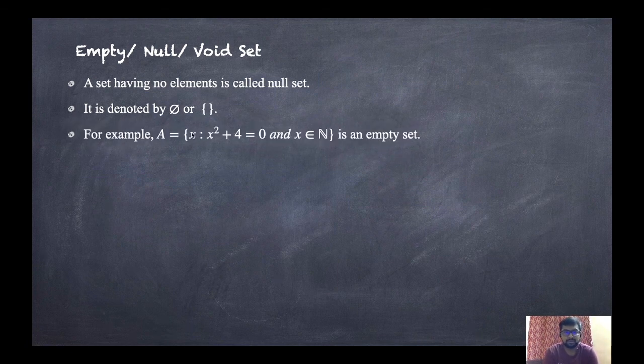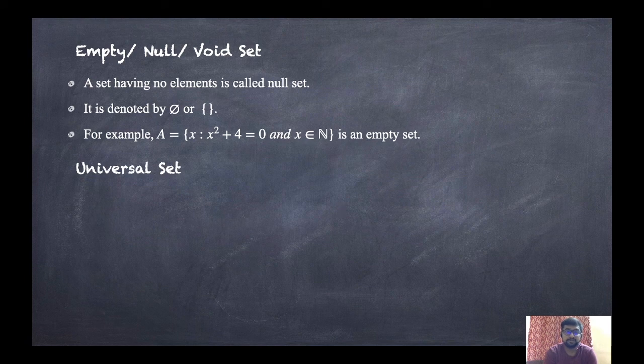For example, A equals, this one is set builder form, set of all x such that x square plus 4 equals 0 and x belongs to N, is an empty set. How? See, x square plus 4 equals 0. So what are the roots of this quadratic equation? It will be plus or minus 2i. But i means complex number, but we know that x belongs to N, set of natural numbers. So in natural numbers, even 0 is not there. So how can complex be there? So it is an empty set.